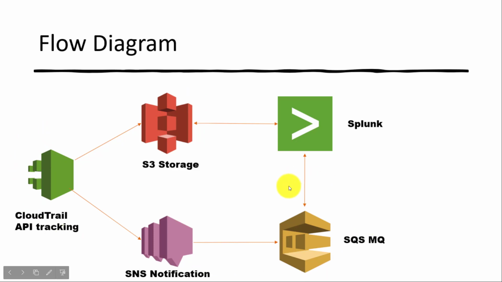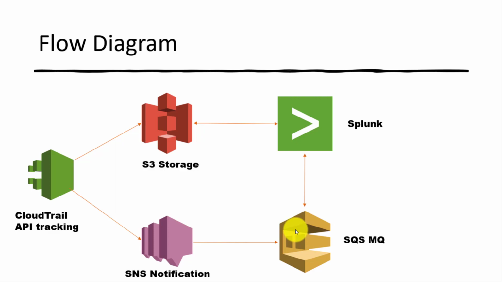To achieve this, we first need to set up CloudTrail logging. Inside the trail itself, there is an option to set up the SNS notification, and then we will create a queue which will listen to this SNS notification. Then from Splunk, we will create an input which will listen to the queue and ingest the data into Splunk.